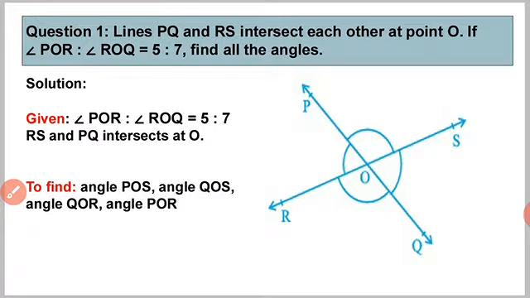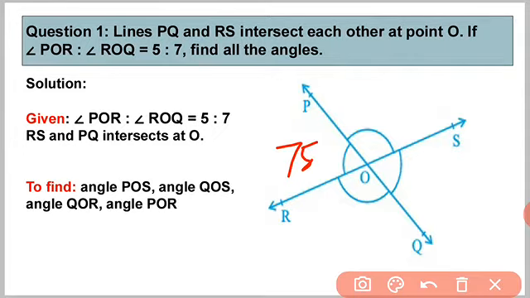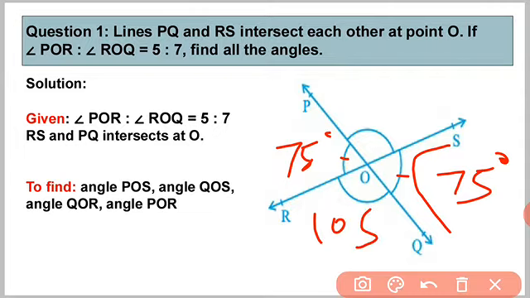Let us find the other angles. Angle POR is 75 degrees. Angle QOS is vertically opposite to it, so these two angles will be equal, and this will also be 75 degrees. Angle ROQ is 105 degrees. Angle POS is vertically opposite to angle ROS, and these two are equal according to our theorem 6.1. So this also will be equal to 105 degrees.